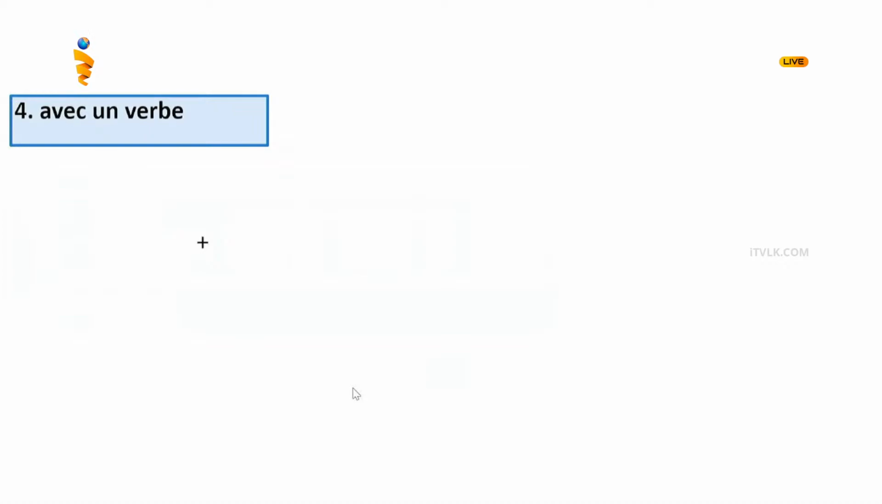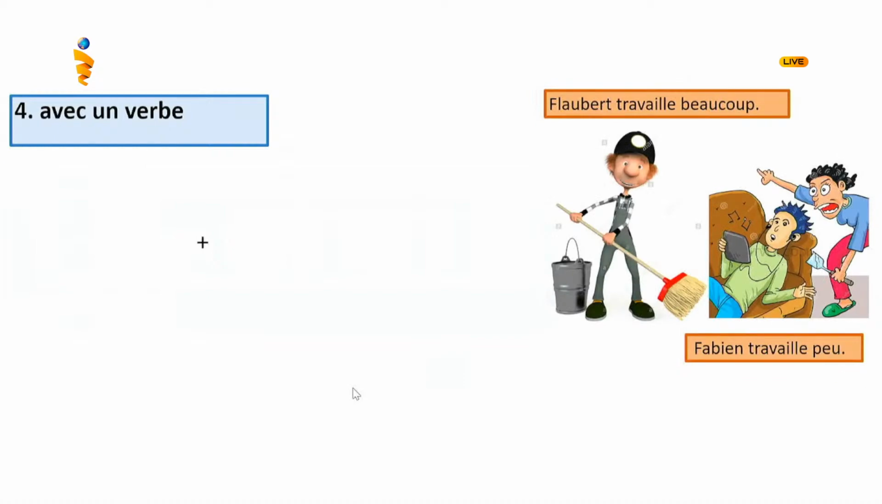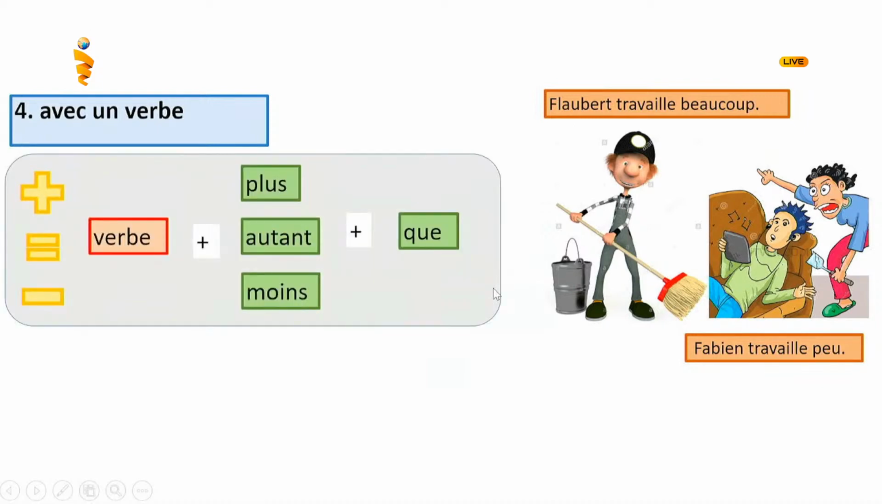Now we are talking about comparisons with verbs. Here can you see we have two pictures. Flaubert travaille beaucoup, Fabien travaille peu. So Flaubert is working more, but Fabien is not working much. Now see again the structure has changed a little bit. Verb plus plus, autant, moins plus que. Still our word aussi has changed into autant here. Okay. So now we'll compare using the verb travailler.